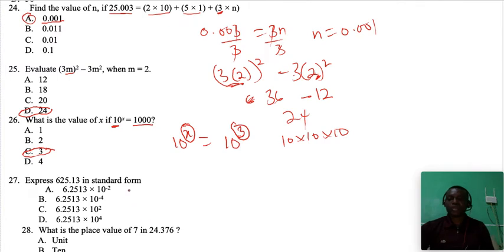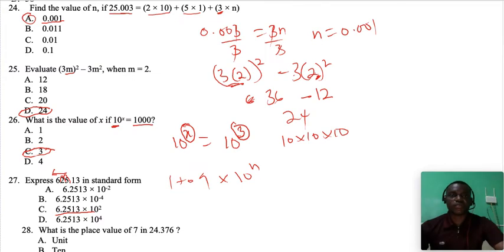Question 27. We have to express 625.13 in standard form. So let's start from here. We do 1, 2 movement, and you move in this direction, meaning it is a positive movement. Note that standard form is a number from 1 to 9 times 10 raised to power any number. So we are changing 625 to a single number. So you move to the last number, times 10 raised to power 2 because we did 2 movements. That is what we have to do. Good.